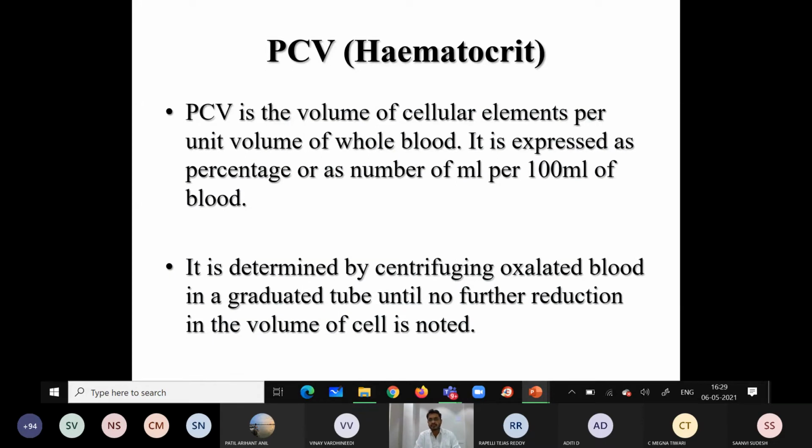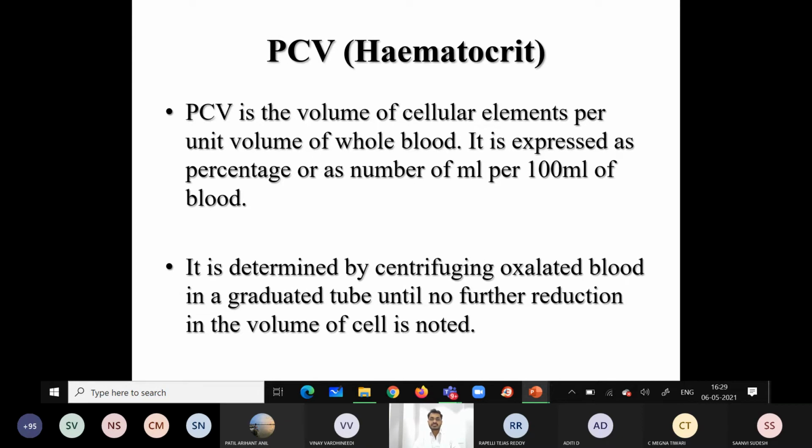Coming to the packed cell volume or hematocrit. I think the significance of packed cell volume I already told yesterday, why it is required. Without knowing the packed cell volume report, you cannot determine MCH, MCV, MCHC, which are the blood indices. So today I will tell you how to determine the packed cell volume value.